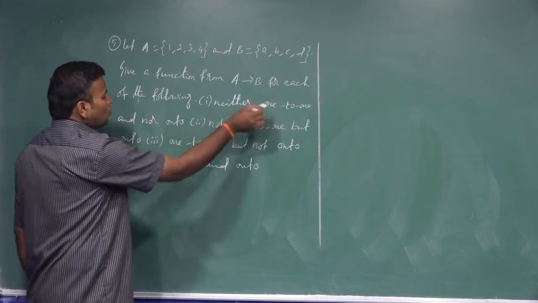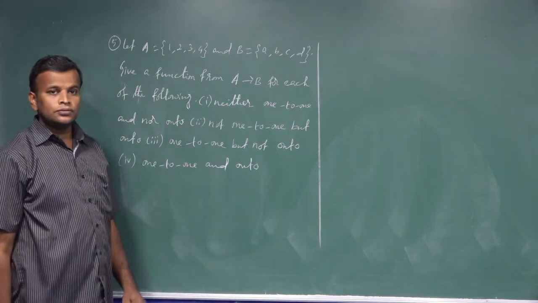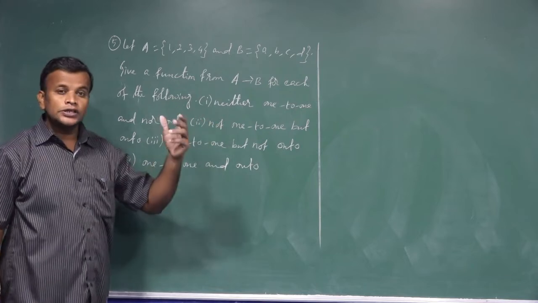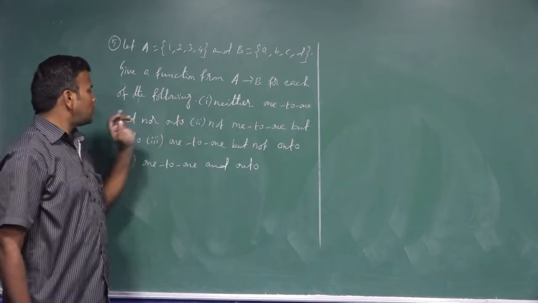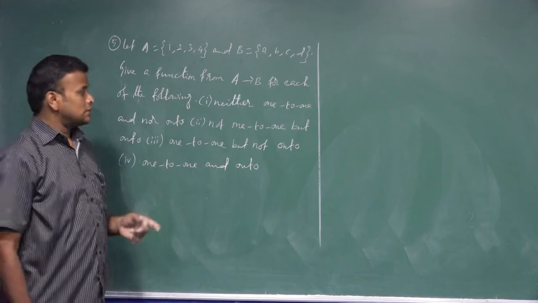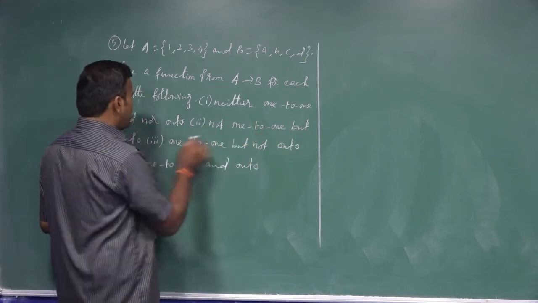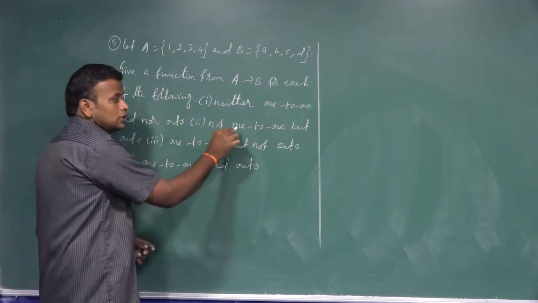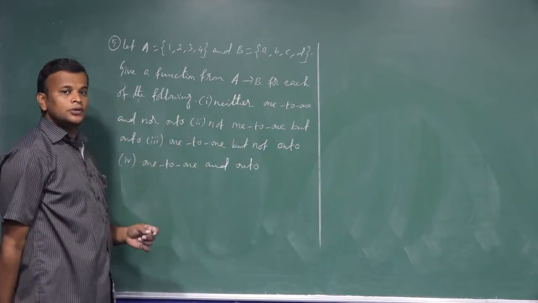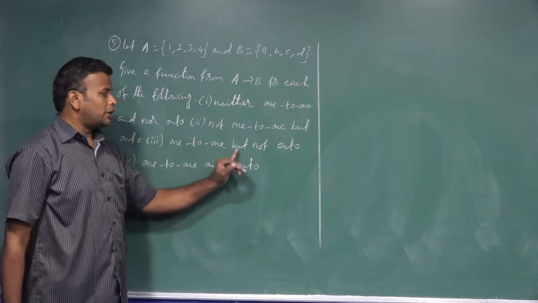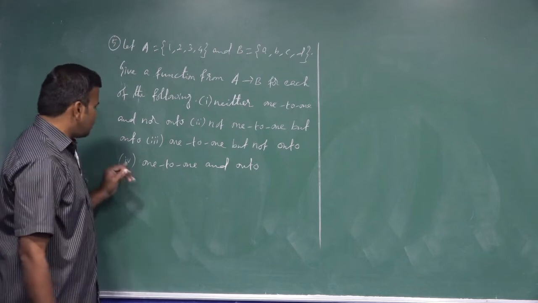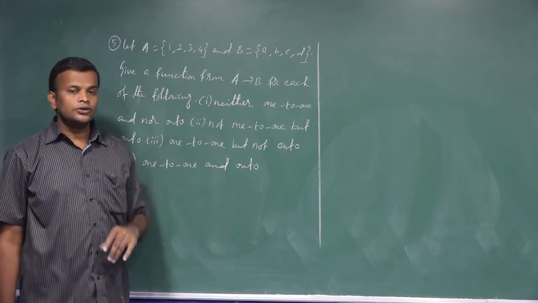First one is neither one-to-one nor onto. Now we form a function which is not one-to-one and also not onto. Second one, not one-to-one but onto. Third subdivision, one-to-one but not onto. And the fourth one is one-to-one and onto.